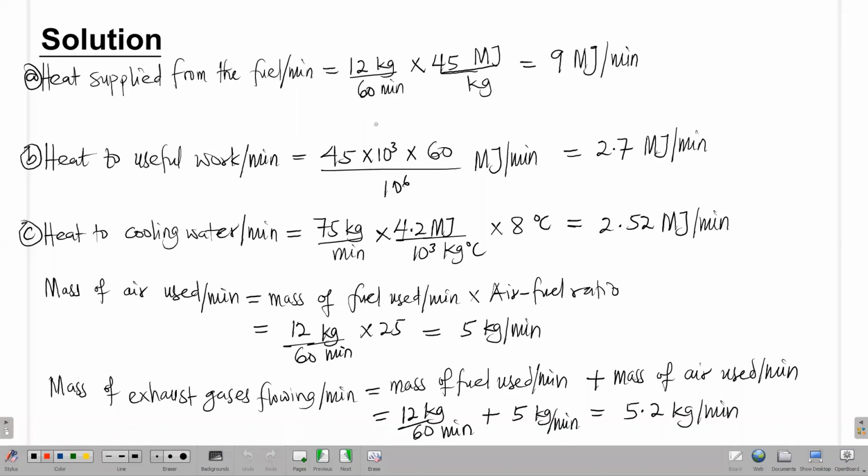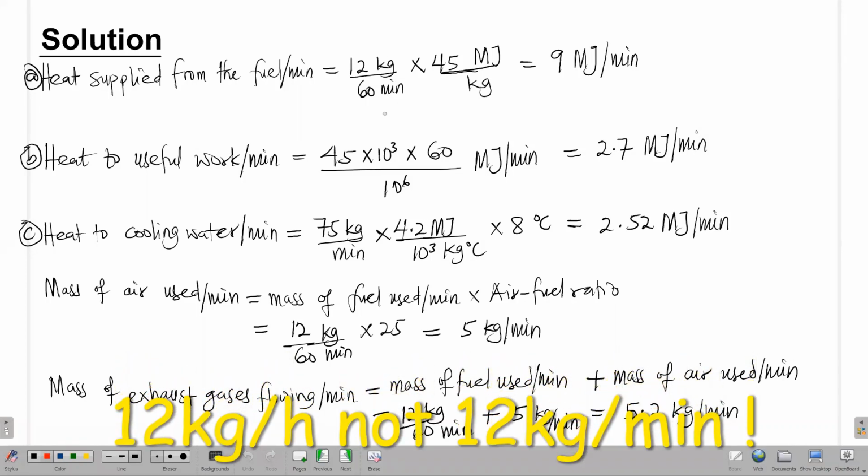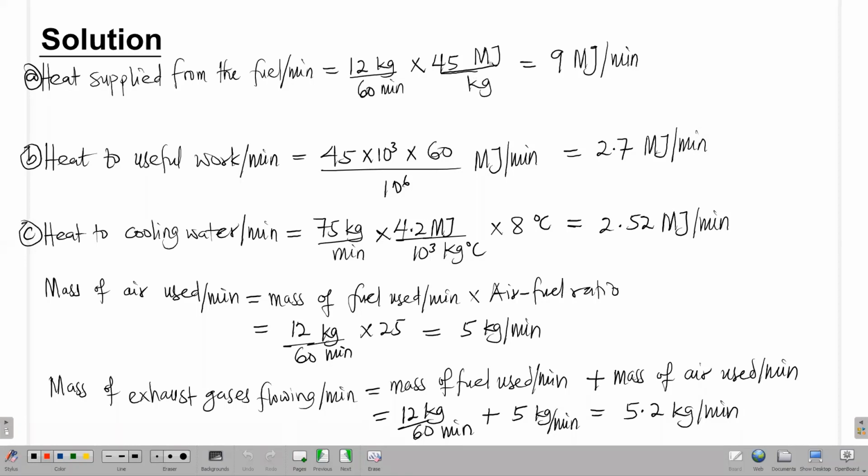To do that, the fuel was flowing at a rate of 12 kilograms per hour. So we have 12 kilograms per 60 minutes. We multiply that by 45 megajoules per kilogram, which is the calorific value of the fuel. The result is 9 megajoules per minute.